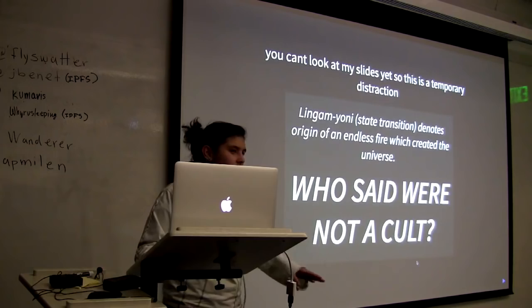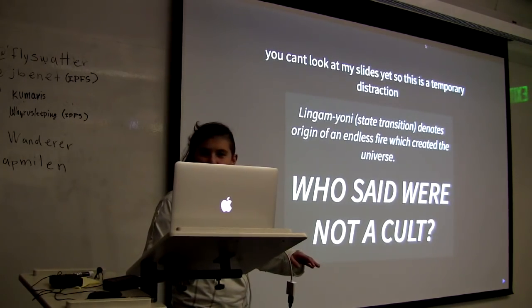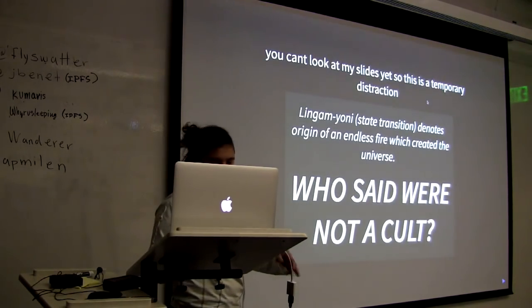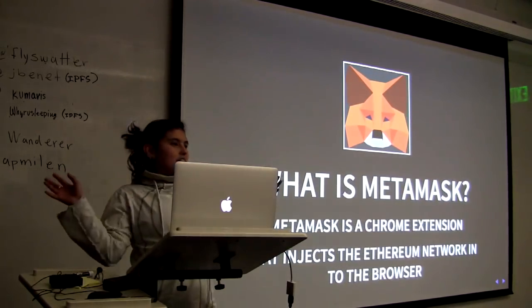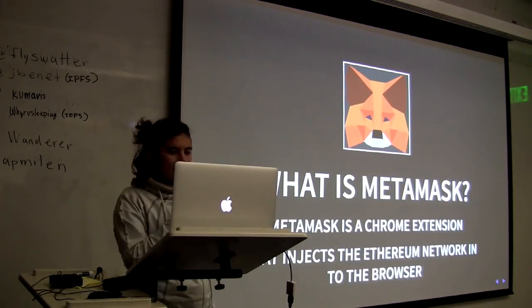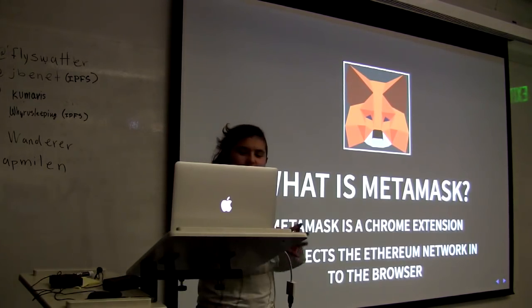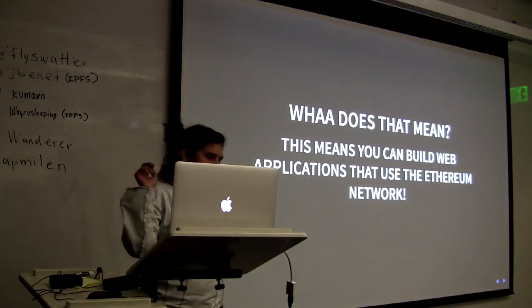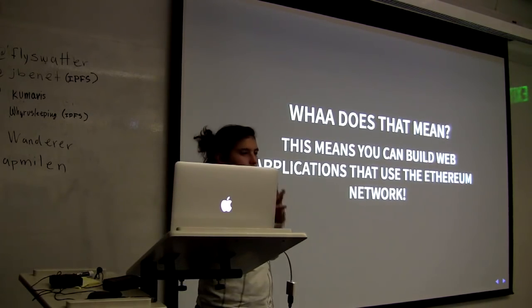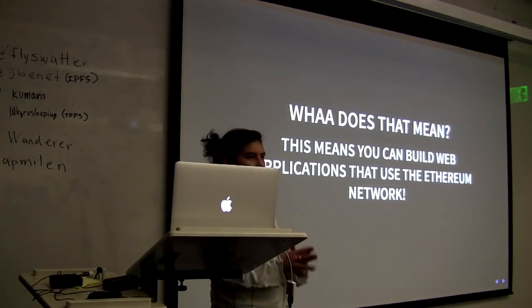Okay, so I'm not going to talk too long about MetaMask because we're a little short on time and there was a lot, and I just don't want you guys to have no time to ask all the other speakers questions. So, what is MetaMask? MetaMask is a Chrome extension that injects the Ethereum network into the browser. Put simply, what does that mean? This means you can build web applications that use the Ethereum network.